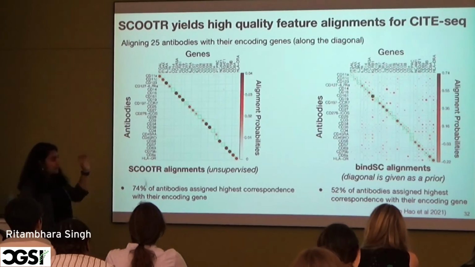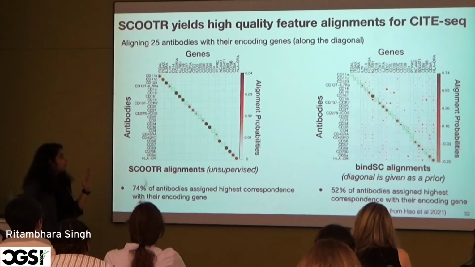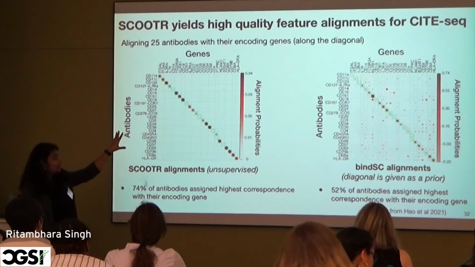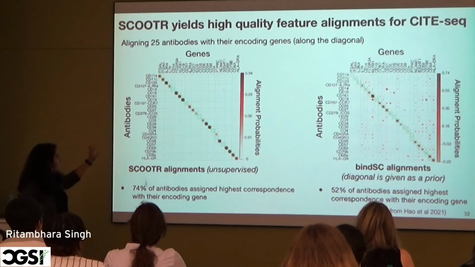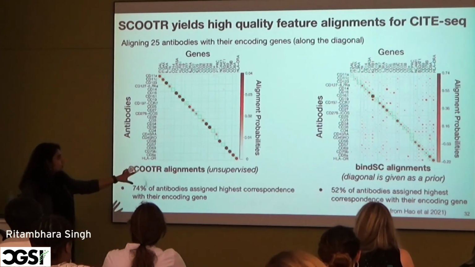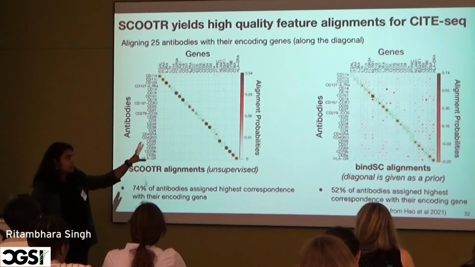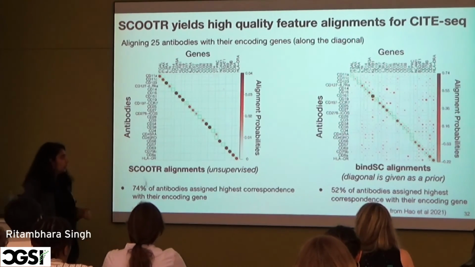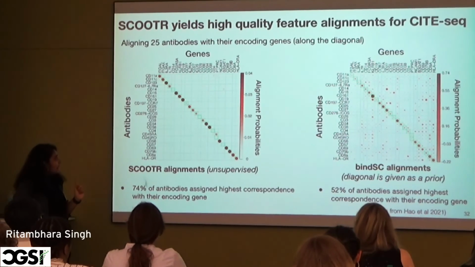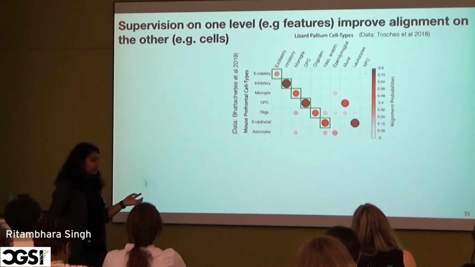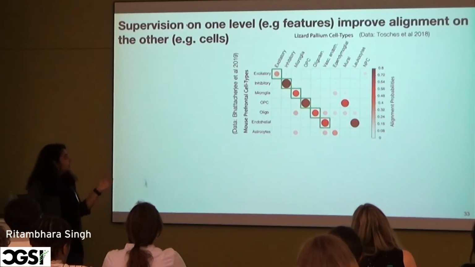So we tested how well the model was able to get the feature mappings for the site-seq dataset. And so the 25 antibodies should be mapping to their encoding genes. And what we see with Scooter is this nice, strong diagonal. We also get a diagonal for BindSC, but you can see the weight is a little bit distributed across other genes and antibodies.